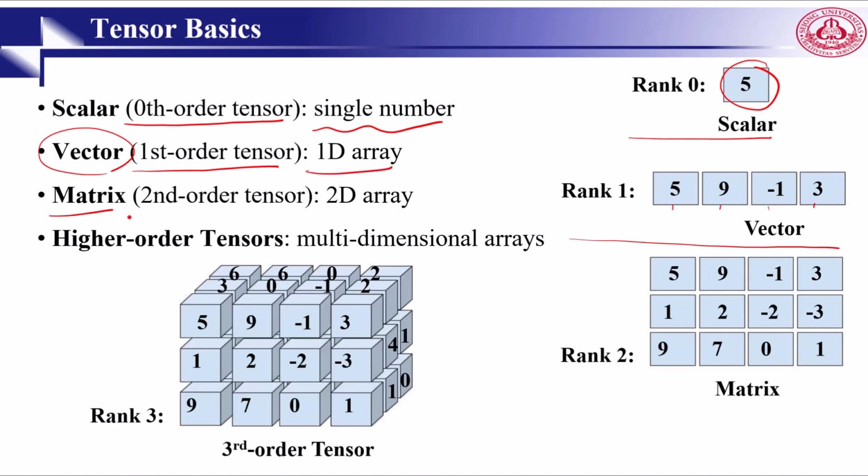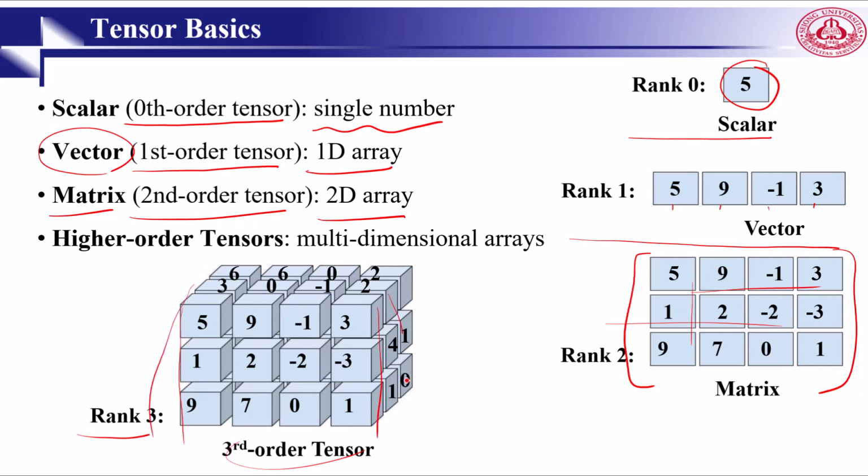Then we have matrices as the second order tensors, or you can say 2D arrays, right? You can see here this is a matrix, and we have rows and columns. Then we have a rank 3 or third order tensor. You can see here this is one matrix. The next layer is another matrix, right? So if this is the first matrix, then we have another matrix here, this is the second one, and we have another one here as the third one, right? So it will be like a cube. We can say third order tensor.